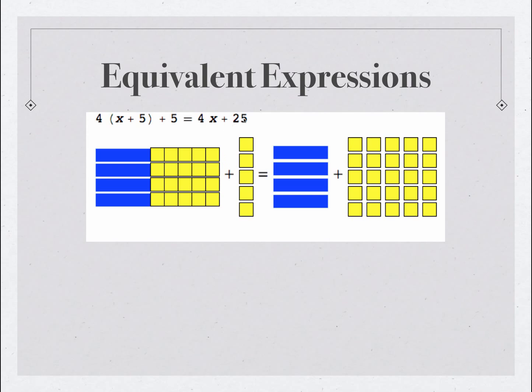On the right-hand side is an expression, 4x plus 25. And you see 4 x bars, and then this array of 25 ones. If you count the x bars on each side, you'll find that they're the same number. And if you count the small yellow squares on each side, you'll see that they're the same number. So the models are equivalent to one another because they have exactly the same value. And we say that these two expressions in this equation are equivalent.